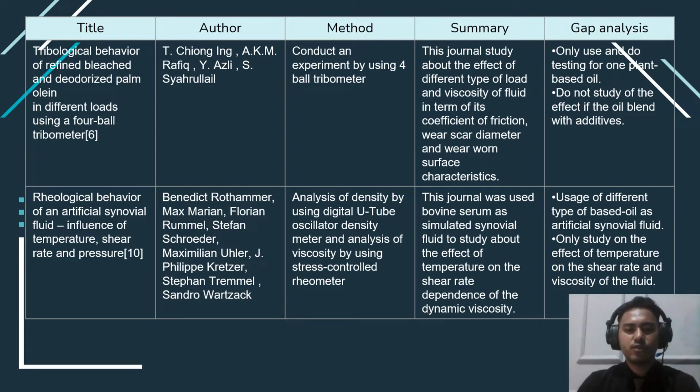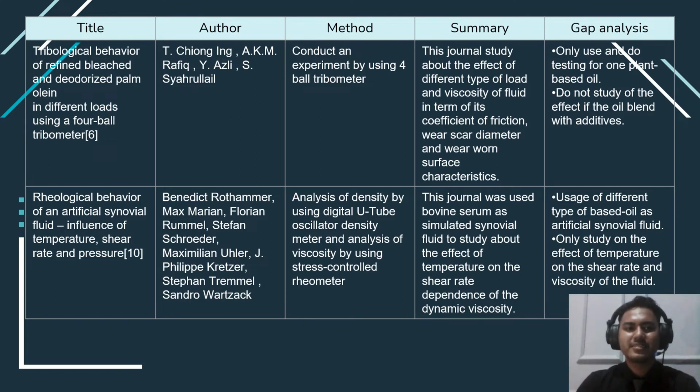Next is the journal paper written by Benedict Rodhammer. He did the analysis of density by using a digital U-tube oscillator density meter and the analysis of viscosity by using a stress-controlled rheometer. In the journal, he used bovine serum as simulated synovial fluid to study the effect of temperature on the shear rate dependence of the dynamic viscosity. There is still a gap between his project and mine. First, the usage of a different type of base oil as the artificial synovial fluid, and he only studied the effect of temperature on the shear rate and viscosity of the fluid.